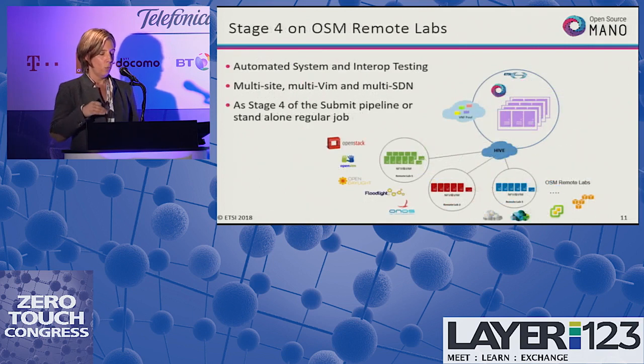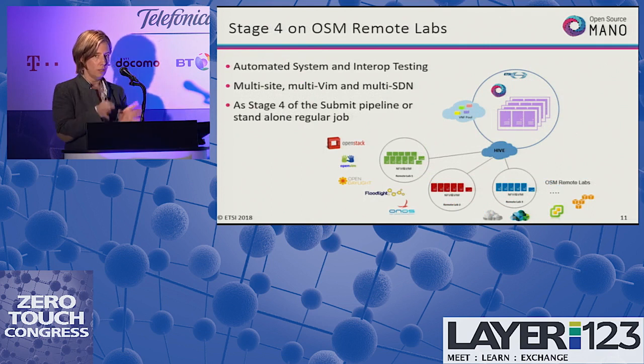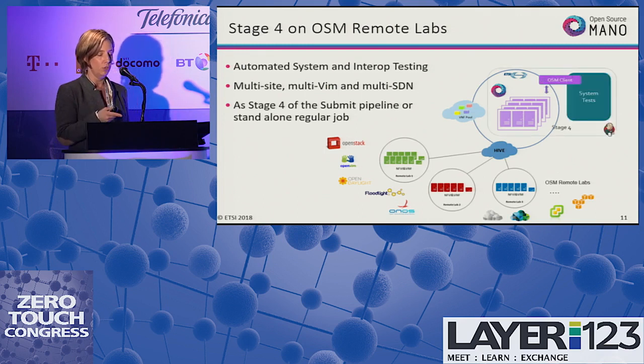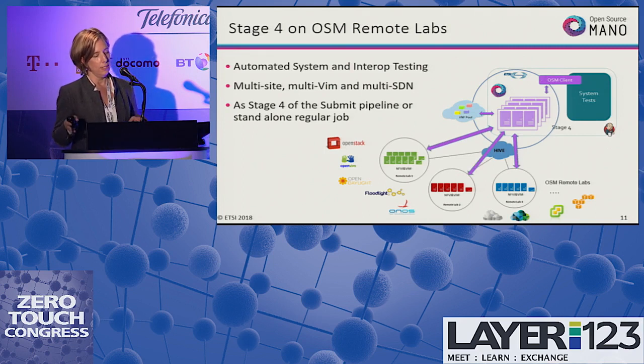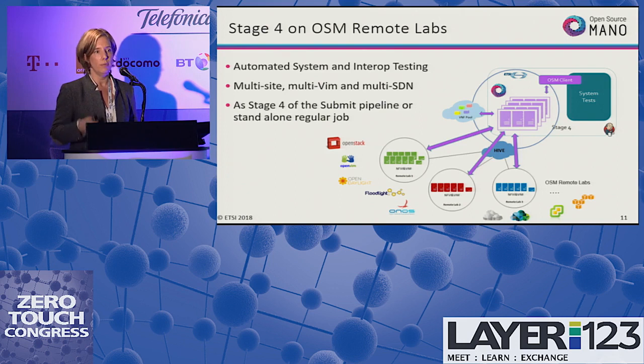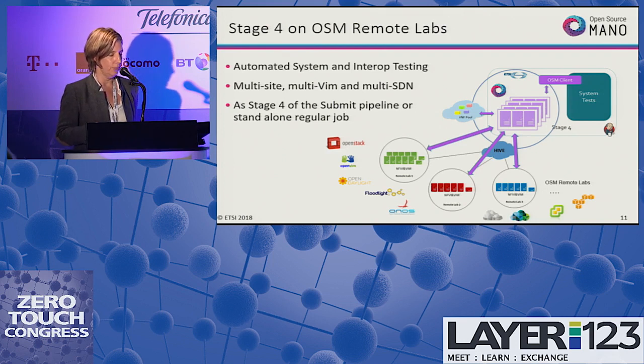So the approach is exactly the same. We had this local lab connected through Hive to these remote labs, many combinations. But we trigger a new bunch of system tests on this remote lab setup, and this is integrated in the pipeline. We can run this as this stage 4, or we can decide to run it as a standalone regular job, eventually daily, nightly, or however we think it's better.